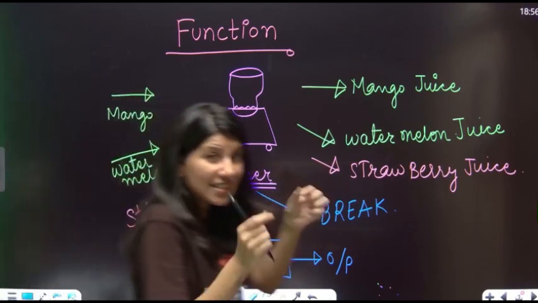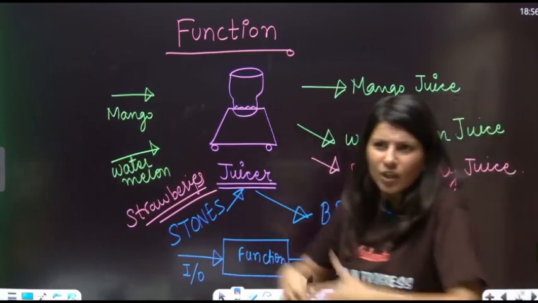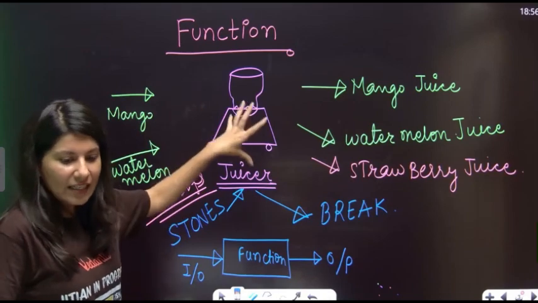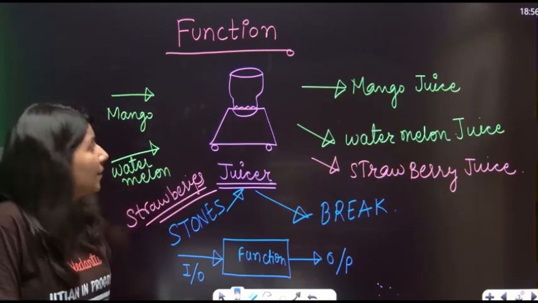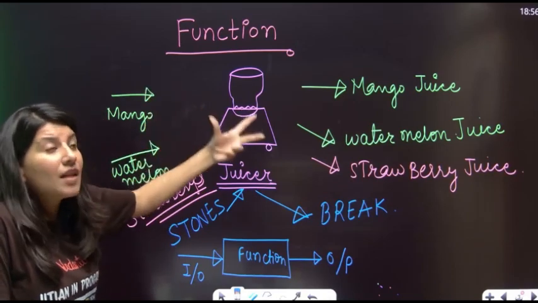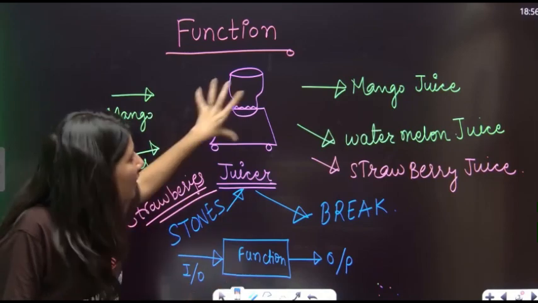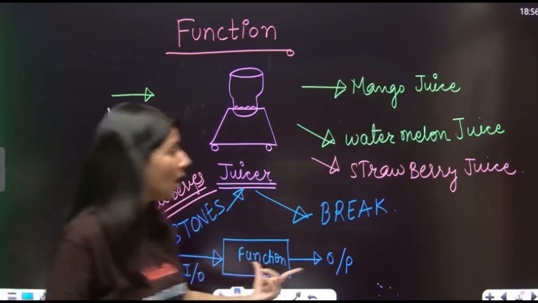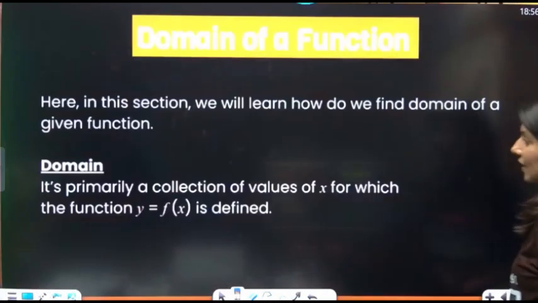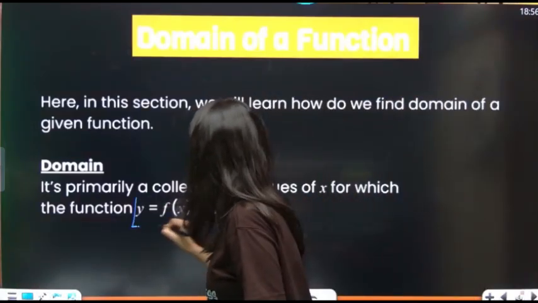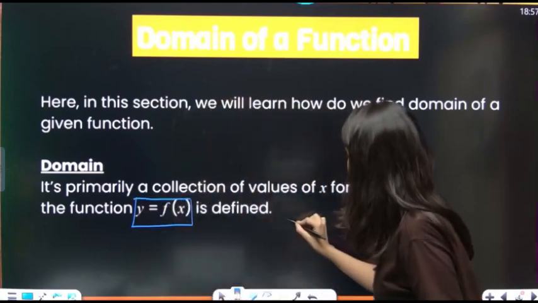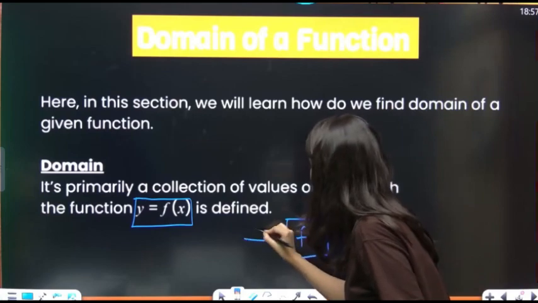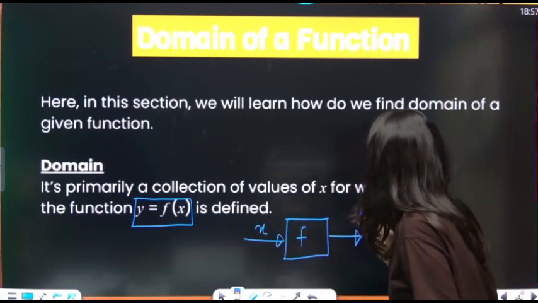And this machine is designed for certain input. You can't put random things in this machine. It is designed for some input, right? Because if you put anything other than the permissible input, then the machine will not work. The same happens with a function. So if y = f(x) is a function, so this is your f, this is your x, and this is your y.